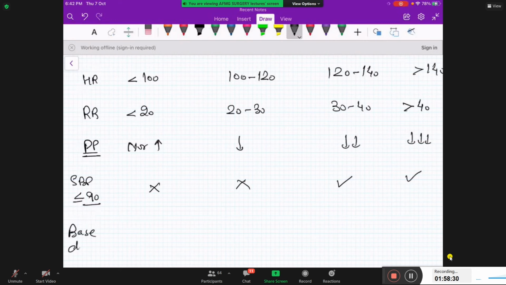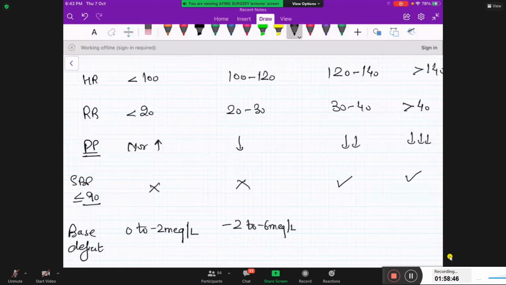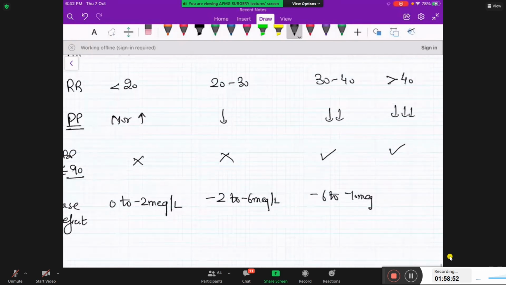Base deficit: 0 to minus 2 milliequivalent per liter, minus 2 to minus 6 milliequivalent per liter, minus 6 to minus 10 milliequivalent per liter, less than minus 10.